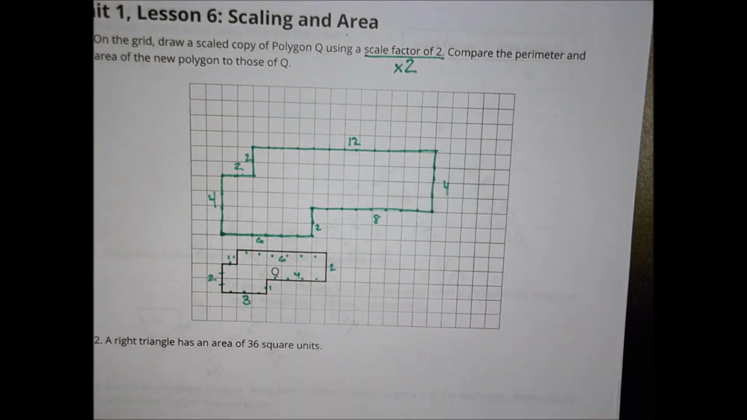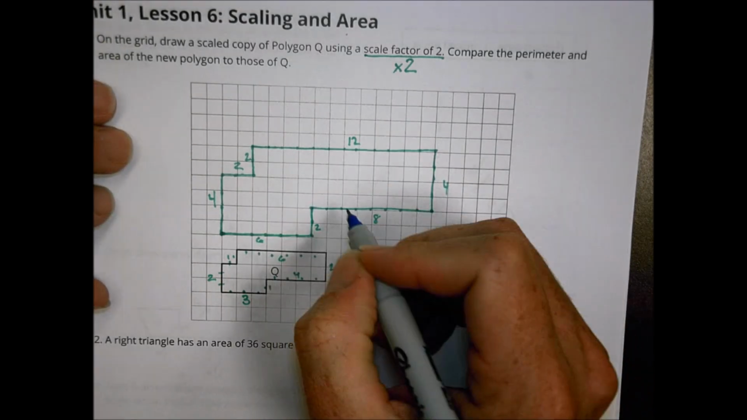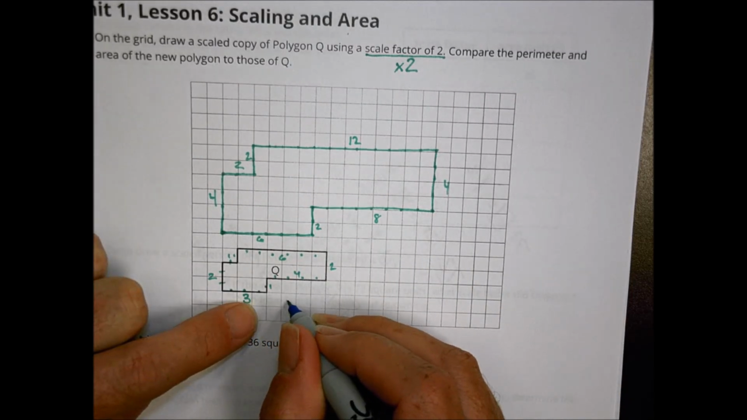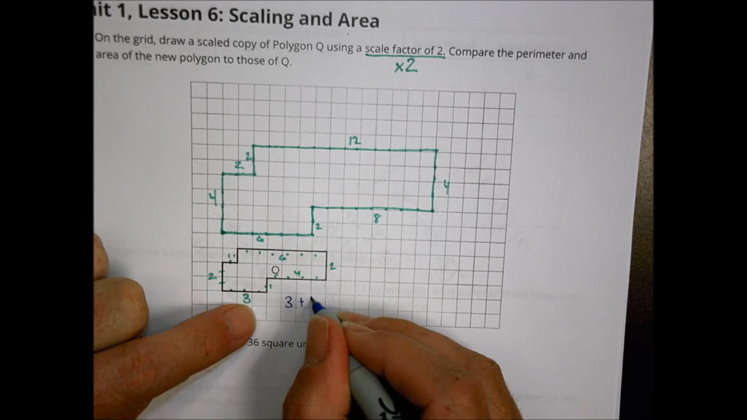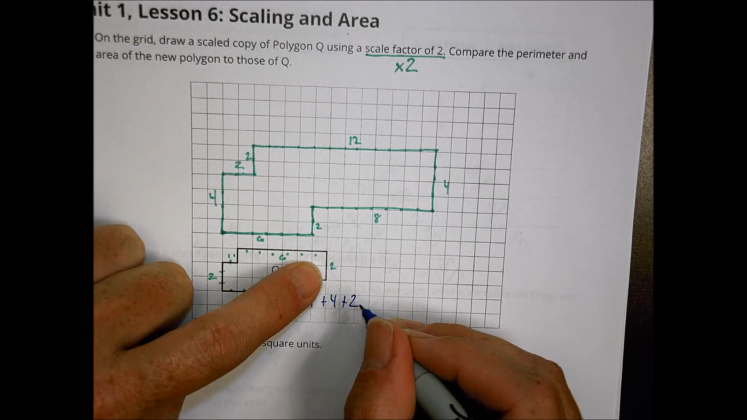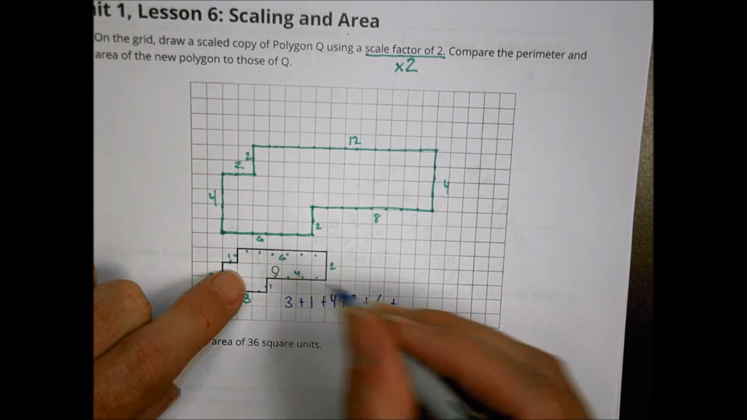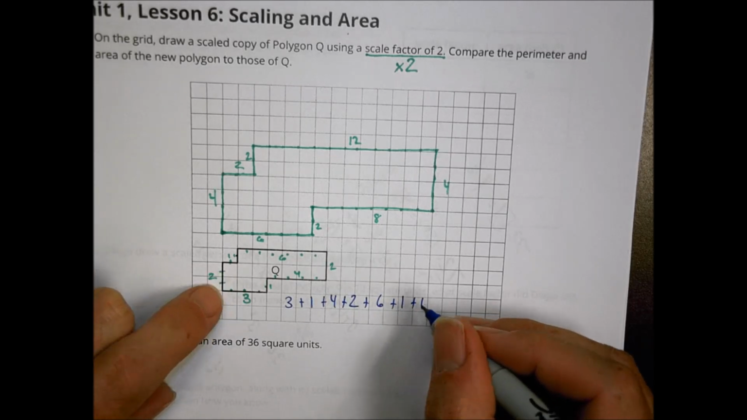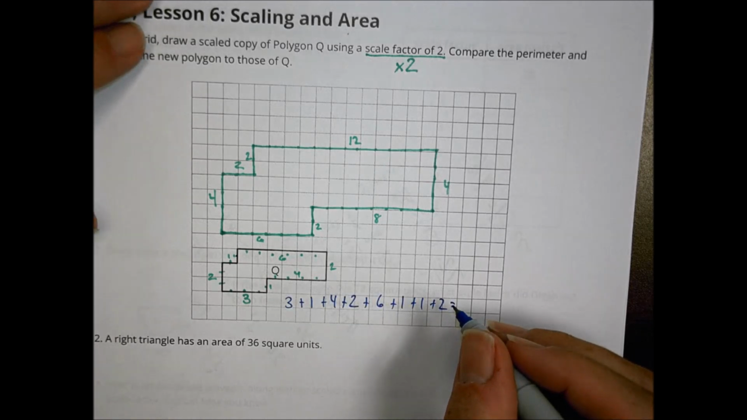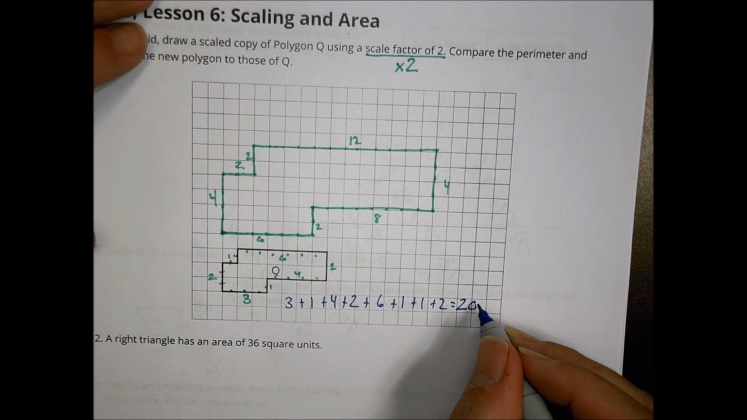When I compare the perimeter, what that means is if I add up the lengths here, starting at the 3, I have 3 plus 1 plus 4 plus 2 plus 6 plus, don't forget this one here, 1 plus 1 plus 2. So in this perimeter, perimeter Q, I end up with 20 when I add all that up.